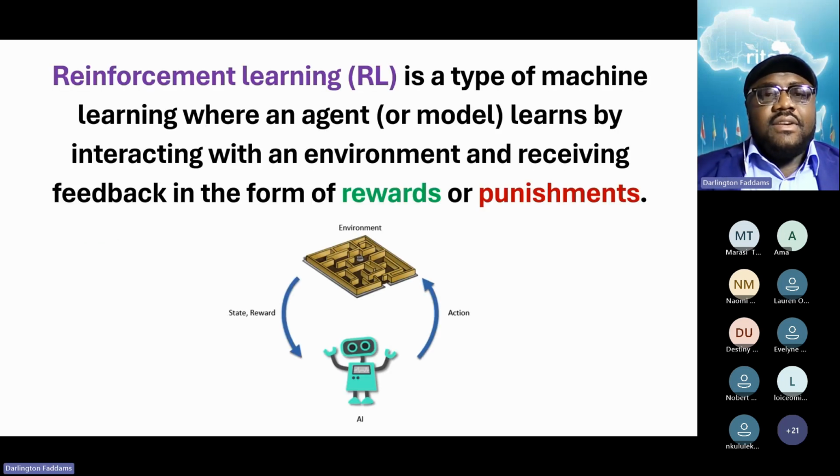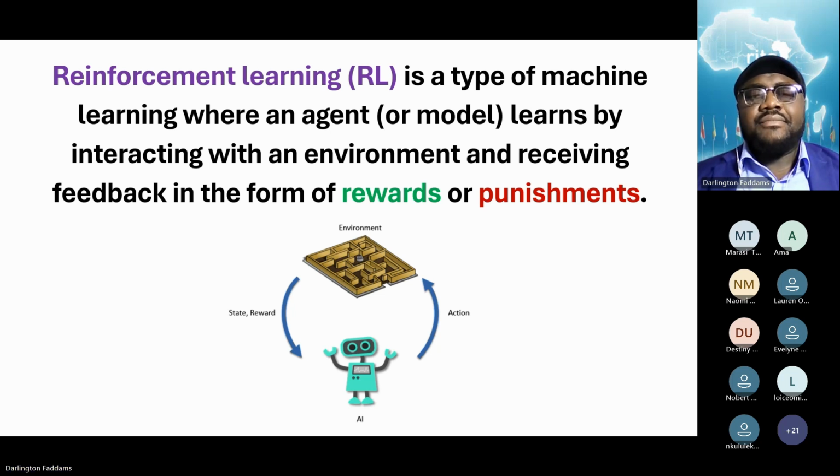Now, RL or reinforcement learning is a type of machine learning where a model or what we call an agent learns by interacting with an environment and receiving feedback in the form of rewards and punishments. We will look at why this method of learning exists. Now, most of the time, in this type of learning, we call our model an agent.